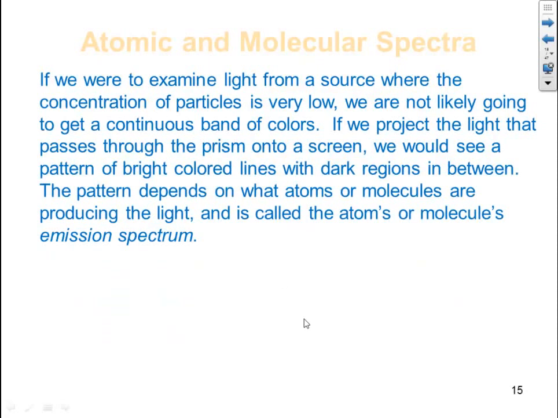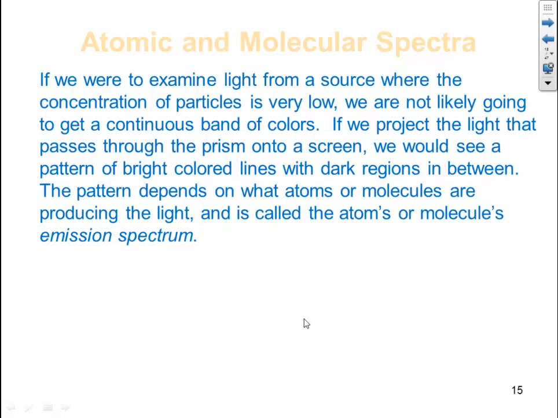If we were to examine light from a source where the concentration of particles is very low, we are not likely going to get a continuous band of colors. We would project the light that passes through the prism onto a screen. We would see a pattern of bright colored lights with dark regions in between. The pattern depends on what atoms or molecules are producing the light, and is called the atom's or molecule's emission spectrum. So basically, what we're talking about here is the opposite of the absorption spectrum.